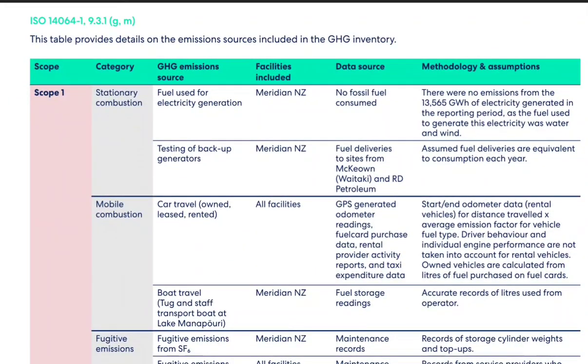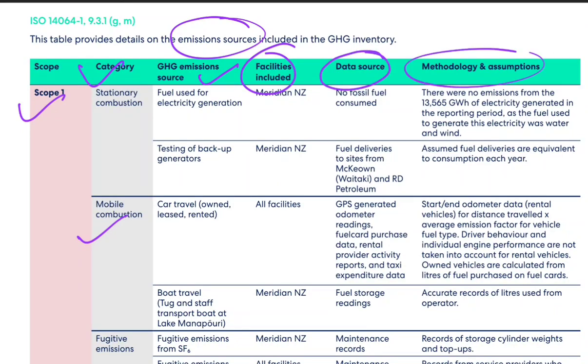So ESG students and learners should learn about this very carefully here. You see, the table is providing the emission sources included in the GHG inventory as per the scope. You see scope 1, 2, 3 and the emission category, stationary, mobile, or fugitive emission, then emission source, facilities included, data source, and methodology and assumptions.